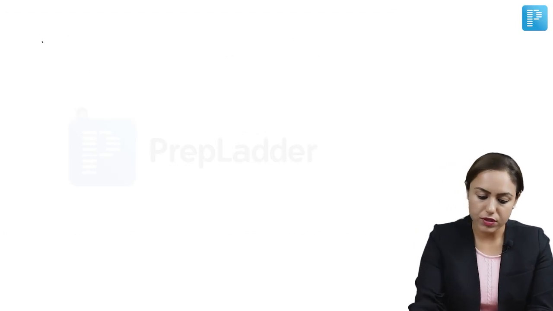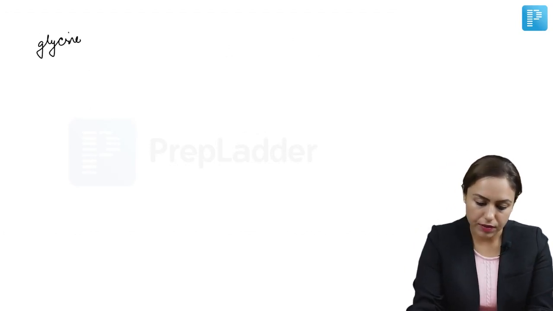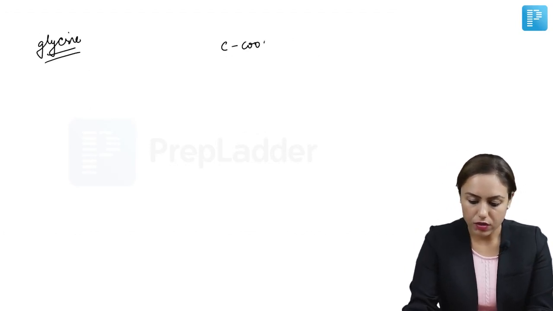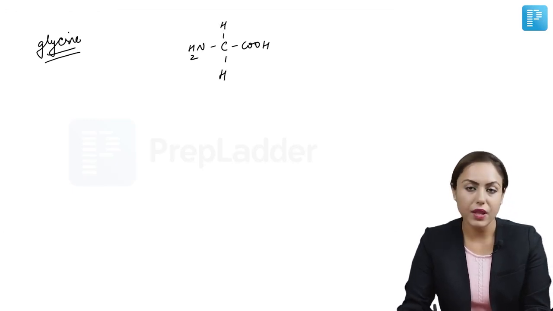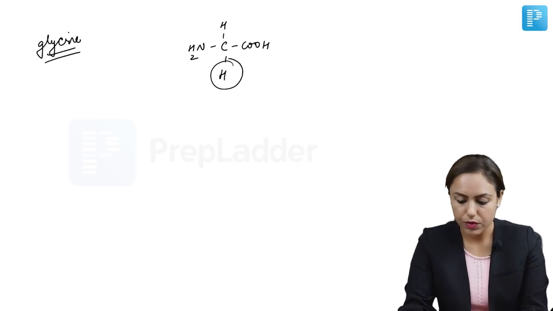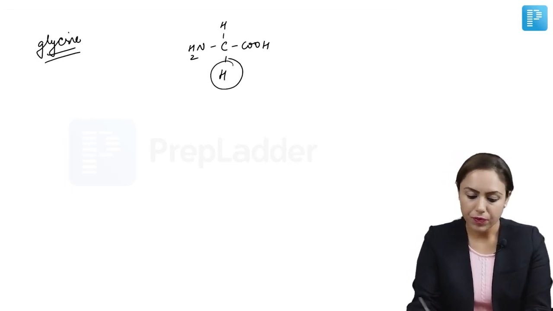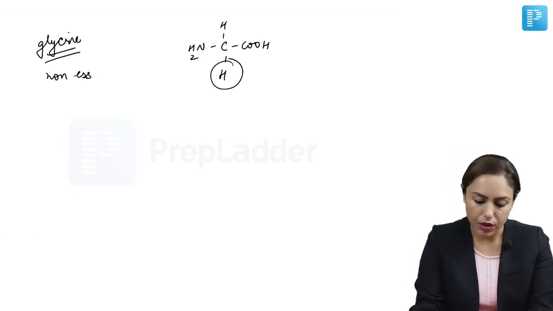So the first amino acid is glycine. The side chain of glycine is very simple, that is a hydrogen atom. So because it is very simple, it can be made in the body, so it is non-essential.